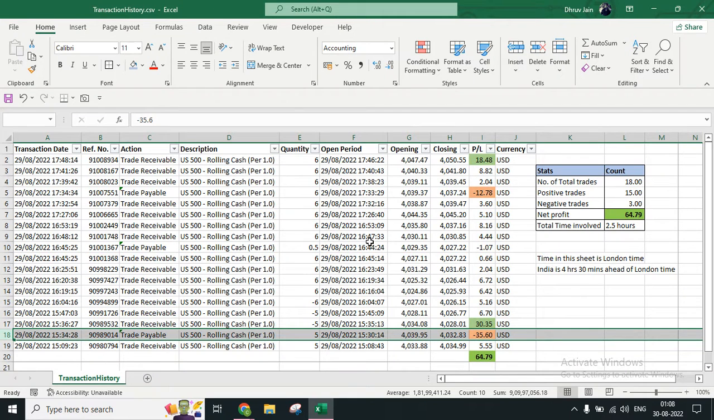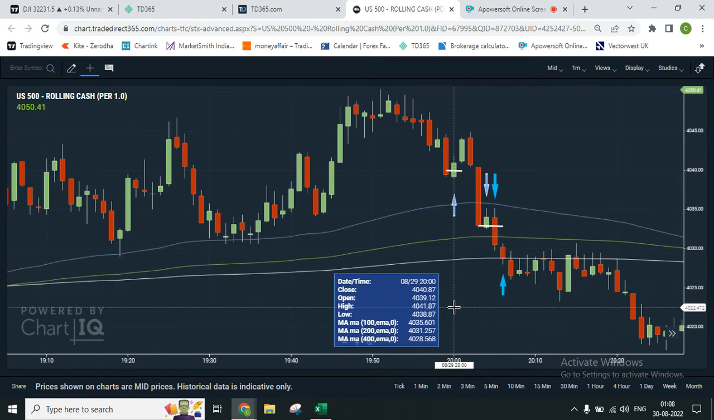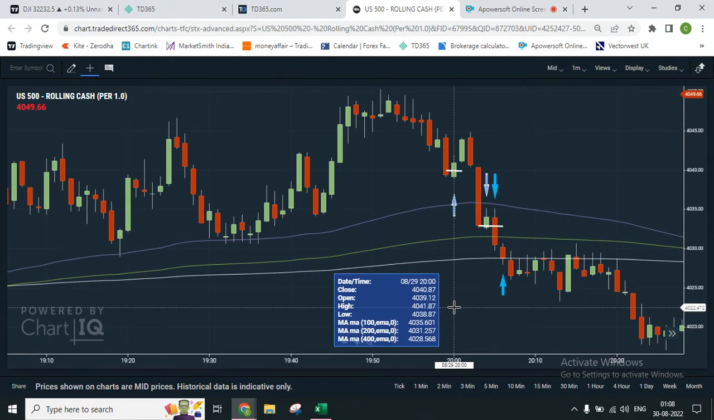I have also marked it on the charts to discuss the same. Let's start. This was the time exactly, you can see it over here as well. The time is 15:30, and with 4 hours 30 minutes ahead, the exact Indian time is 20:00, that is 8 p.m. in Indian time. So I just tried to buy over here.